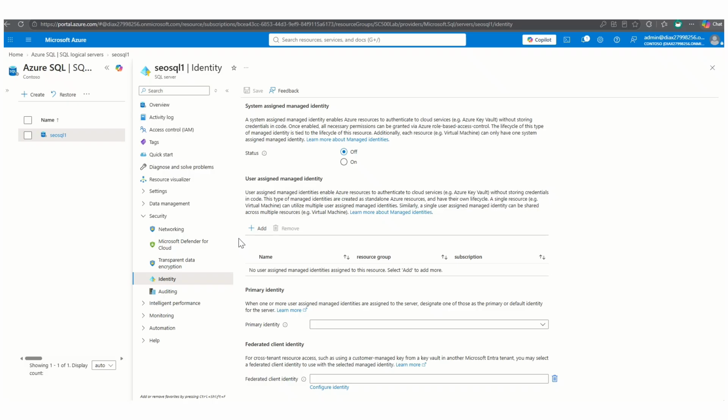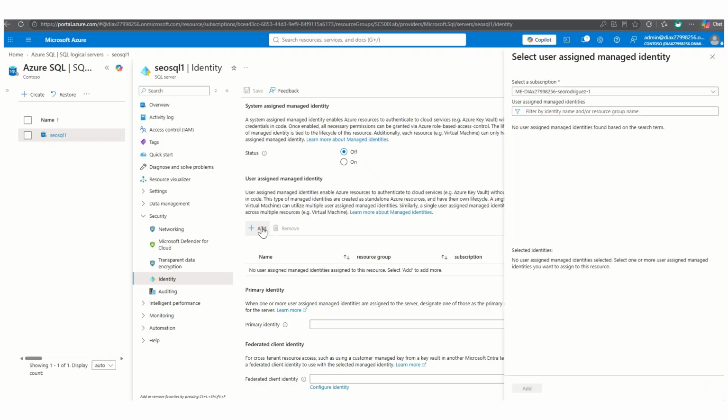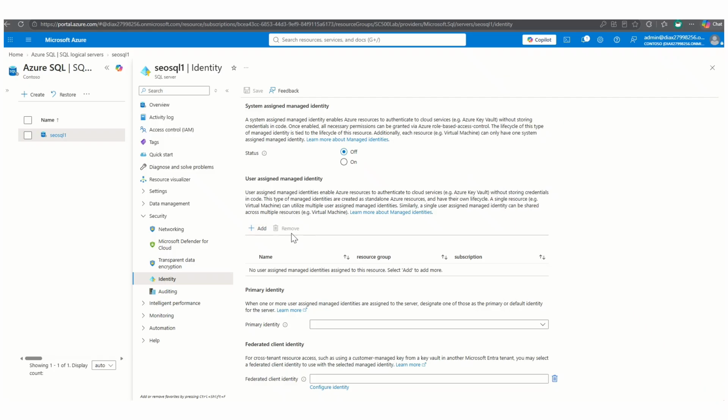So if you delete the virtual machine or the key vault, and you're not going to use this user assigned managed identity anymore, then you need to come back in and delete it. And then you can click on this to add those managed identities if you wanted to do that. All right.